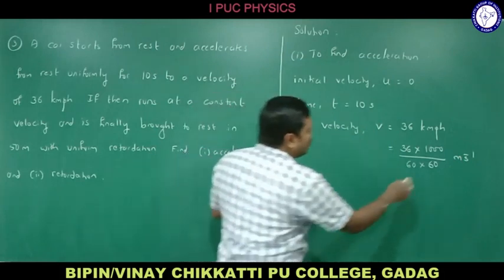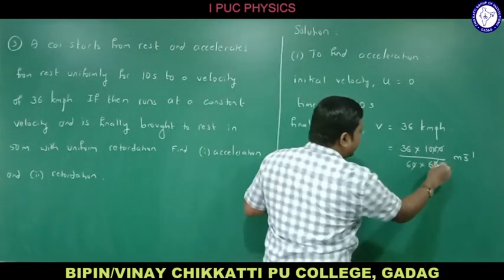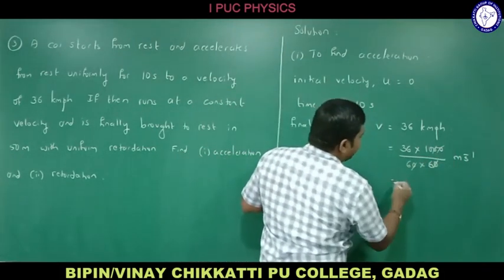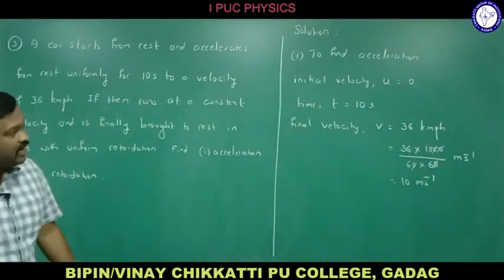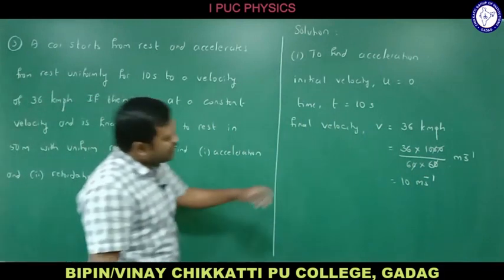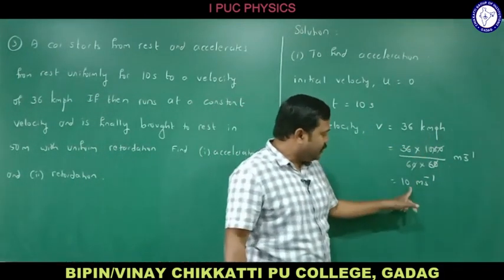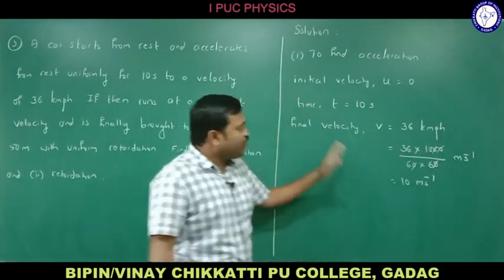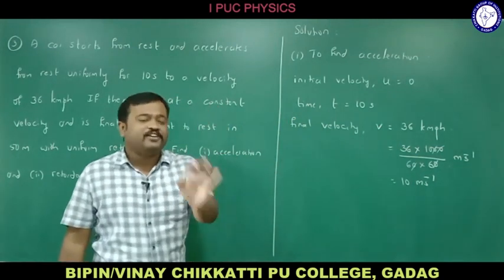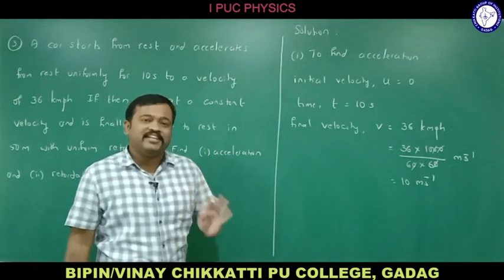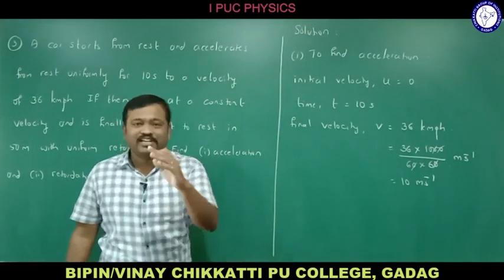Now let us check it out. 0 will get cancelled. This 36 will get cancelled. It will be remaining with 10 meter per second. Means 36 kilometer per hour is nothing but 10 meter per second, right? This is how we need to convert from kilometer per hour to meter per second. Do remember, whenever you write a physical quantity, you should write in SI unit. If it is not, convert into SI units, right?